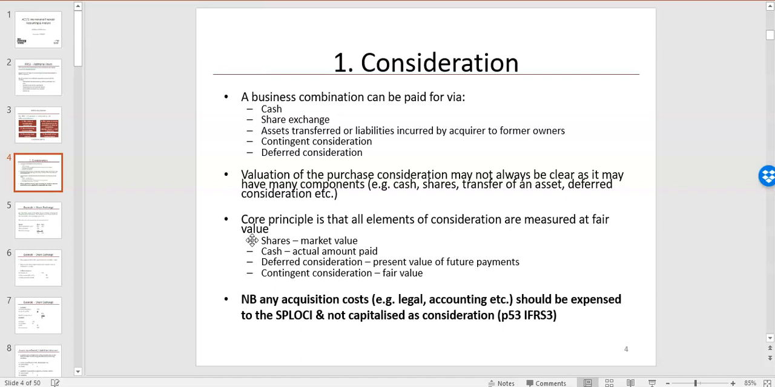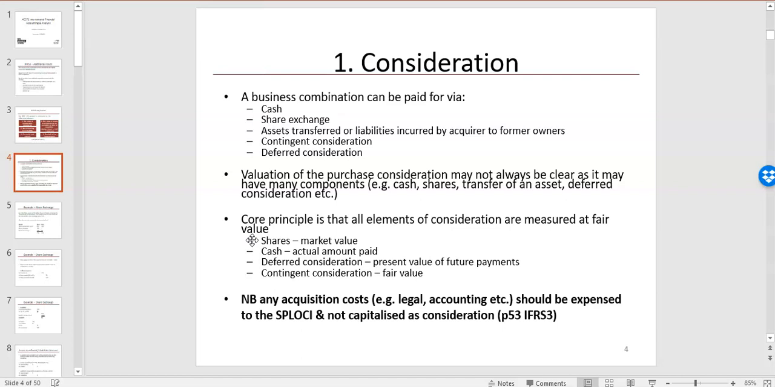So for shares, they're going to be measured at their market value. Cash is measured at the actual amount of cash, that's straightforward. Deferred consideration, that's measured at its present value. So you need to take account of time value of money. So if you're not paying that money for 2 or 3 years, you get the present value of it today. And we'll look at examples of each of those.